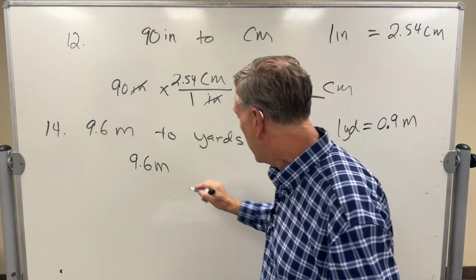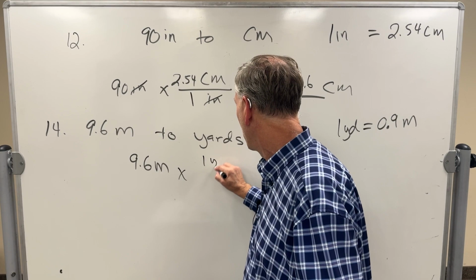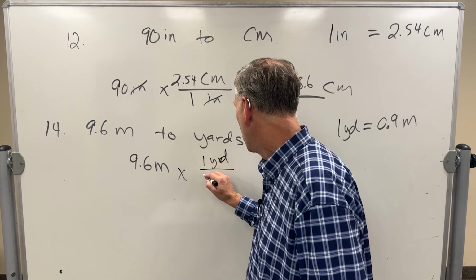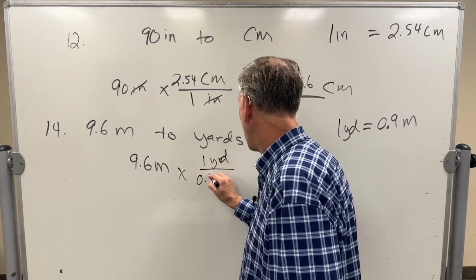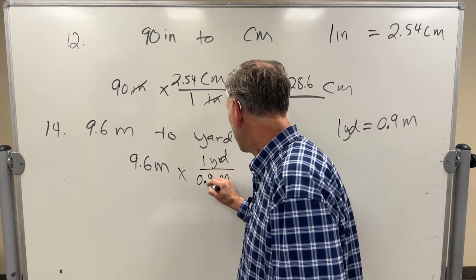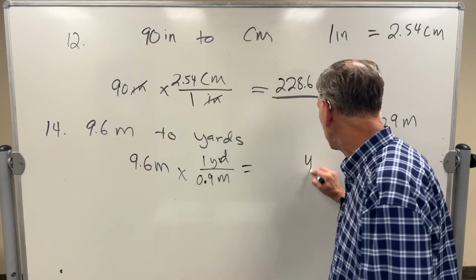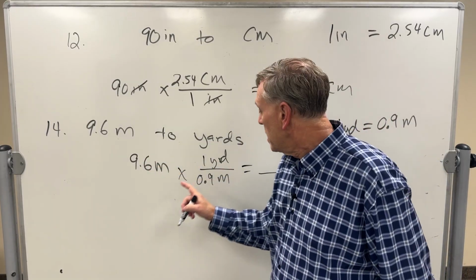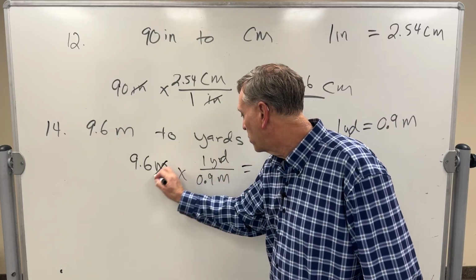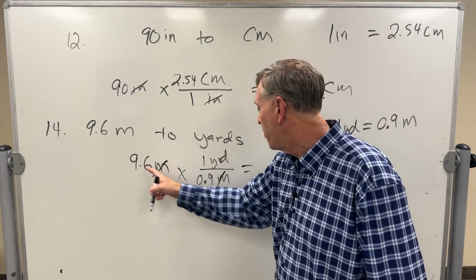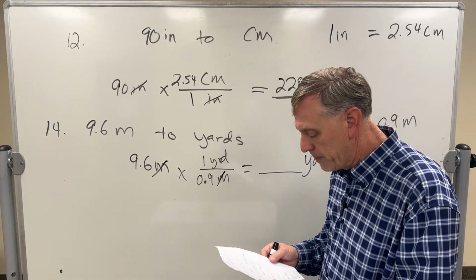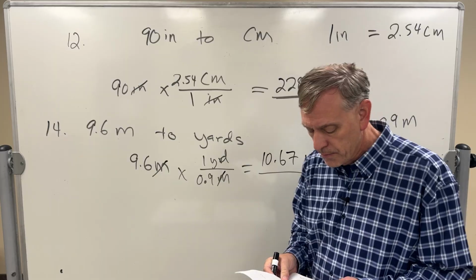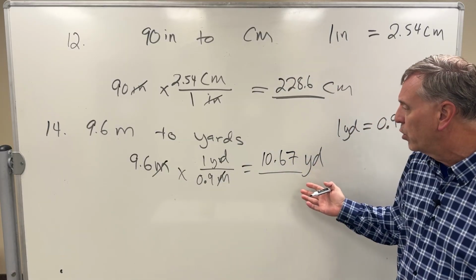And so this times 1 yard divided by 0.9 meters. Now the reason we want to be so careful with this is that you'll see this time we're not multiplying, but we're dividing. The meters will cancel, and we'll be left with yards. So 9.6 divided by 0.9 is 10.67 yards.